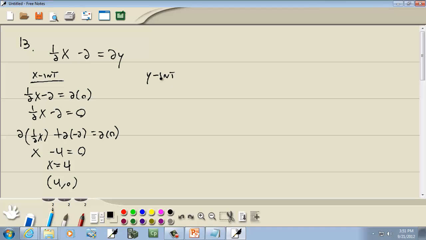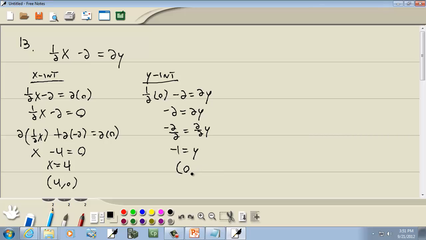Now for our y-intercept, we'll plug 0 into the other variable. So we're going to plug 0 in for x. So I've got 1/2 times 0 minus 2 equals 2y. 1/2 times 0 drops away, so we've got -2 equals 2y. Divide both sides by the number in front of our y. So we'll divide both sides by 2. And we get y is equal to -1. So this point would be 0, -1.